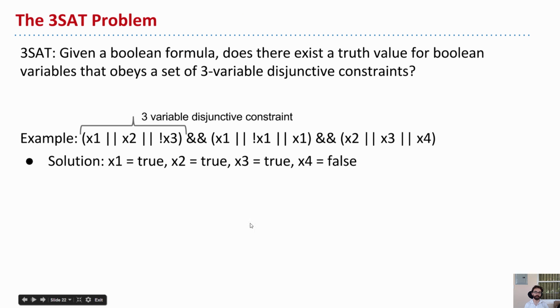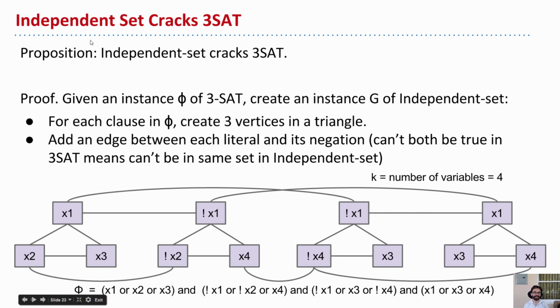Now that we understand what 3-SAT is, what I'm going to note is that the independent set problem cracks 3-SAT. How does that work? Well, just like we did earlier, where we took an array that had some number of items, took out the zeros, passed it to sorting, and solved the problem. Here, we're going to take an instance of 3-SAT and create a version of independent set that cracks our problem, that solves it. So in other words, let's suppose we have an instance of 3-SAT. I'll call it phi. I'm going to create an instance G of independent set that has the following properties. For each clause in phi, I'm going to create 3 vertices in a triangle.